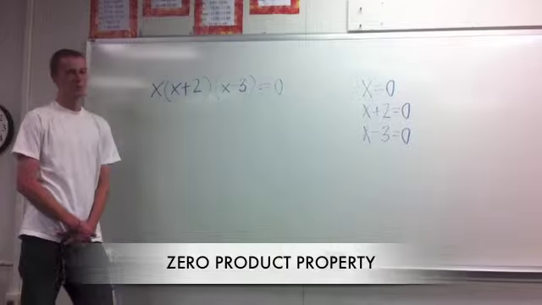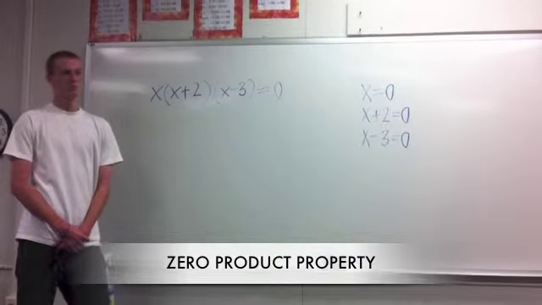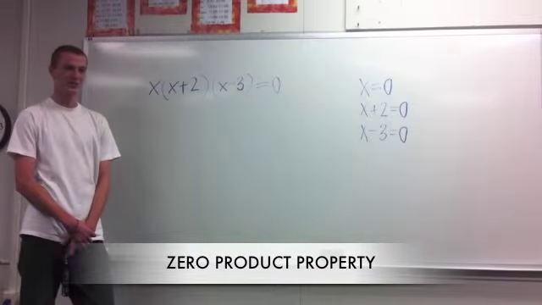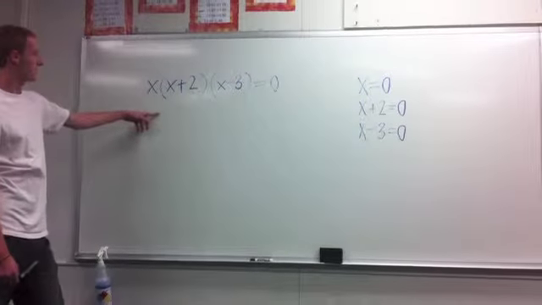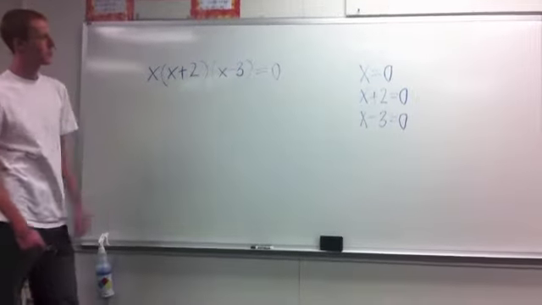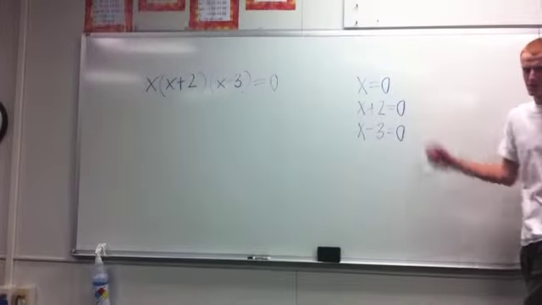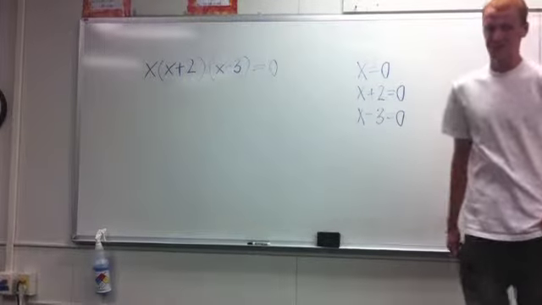Discussing the properties today. The first one is the zero product property. If two products add up to be zero, then at least one has to be zero. And then if you have this equation, you solve for it, and you can have one of these three answers: x equals 0, x plus 2 equals 0, and x minus 3 equals 0.